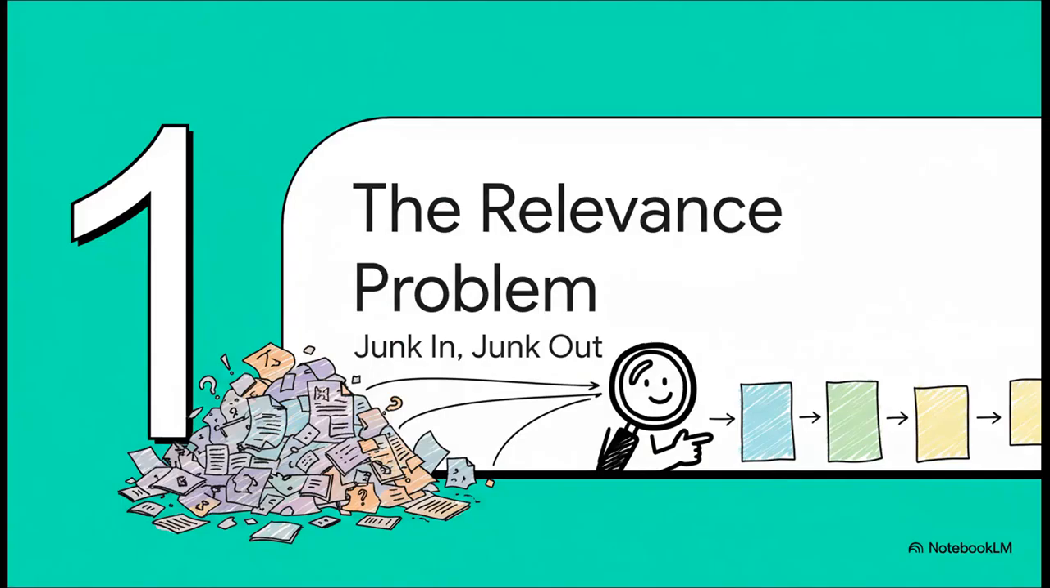I mean, think about it like this. Even the most advanced AI model is kind of like a genius researcher who's just been handed a messy, totally disorganized library. If they have to sift through thousands and thousands of unrelated pages just to find that one tiny paragraph that actually matters, well, their final report probably isn't going to be very good. And that, in a nutshell, is the AI relevance problem.